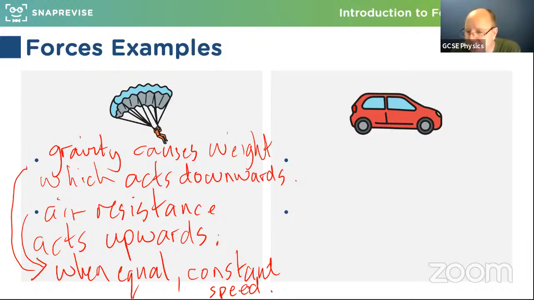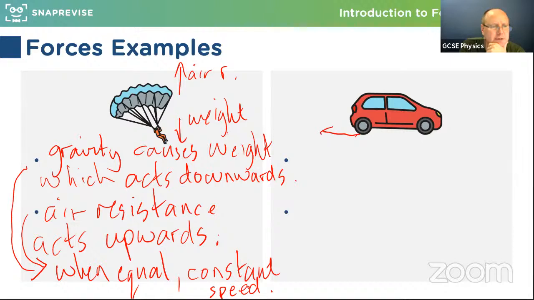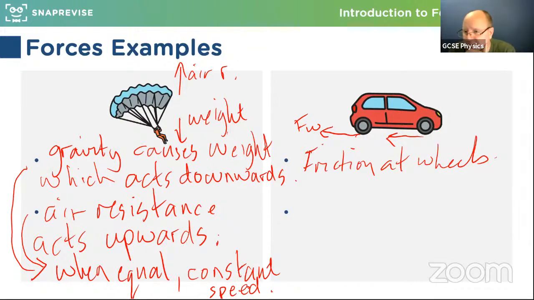What about the car? The car, you might come up with a few more things. What forces are acting on the car? So on the car, right, brilliant, thanks Donna. We've got the friction of the wheels. I'm going to draw that there. Friction and a little W there. So we've got friction at the wheels where the tires meet the road. Where else have we got some sort of friction as the car's moving?